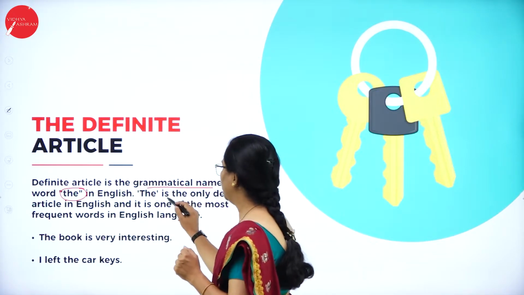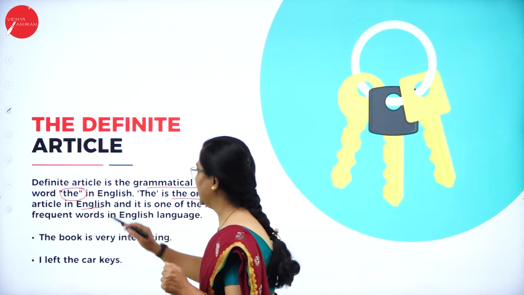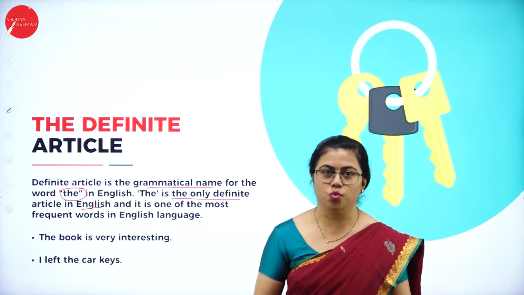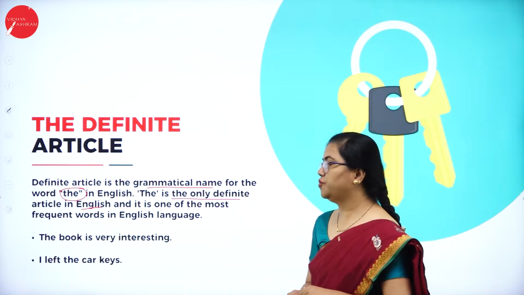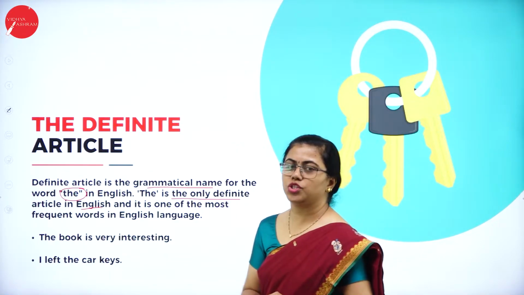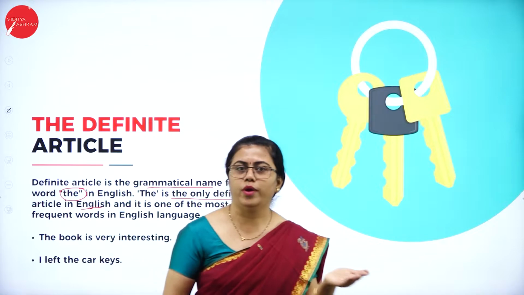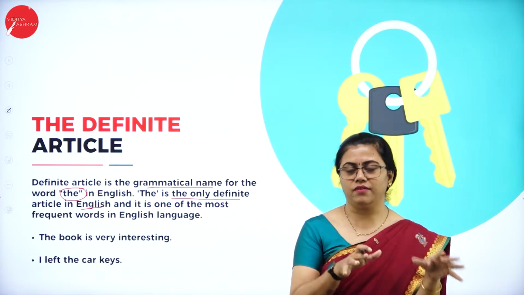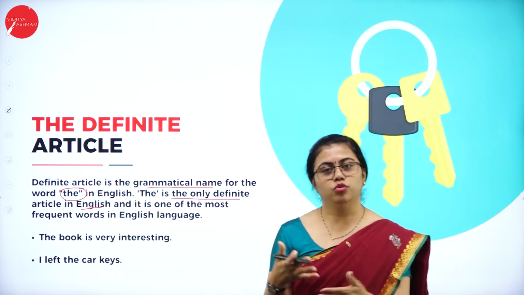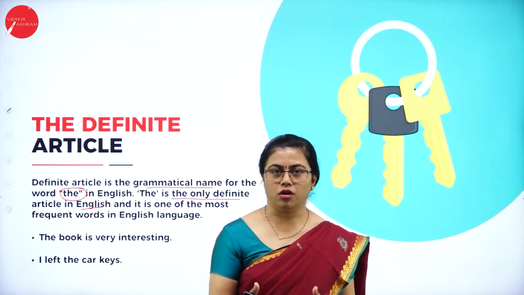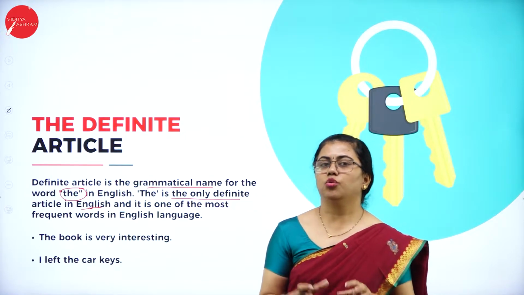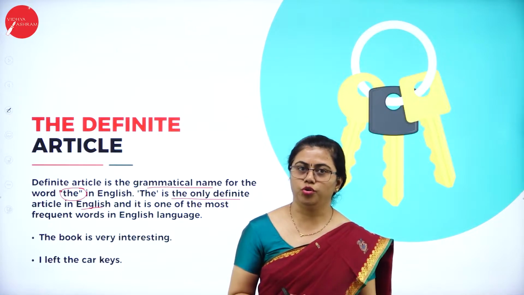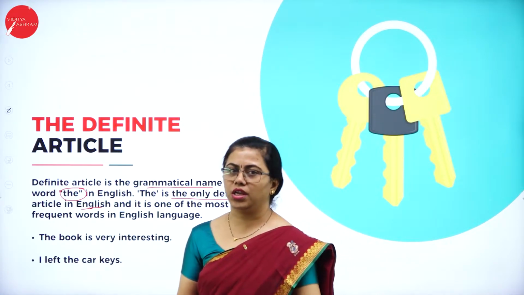Here I have already told you it's the only definite article in English, and this is one of the most frequently used words in the English language. Many people, since they don't know where to use it and where not to use it, simply add it everywhere, whether you are definitely talking about something or not. So it's very important for us to understand where to use it and where not to use it in order to make your communication better.